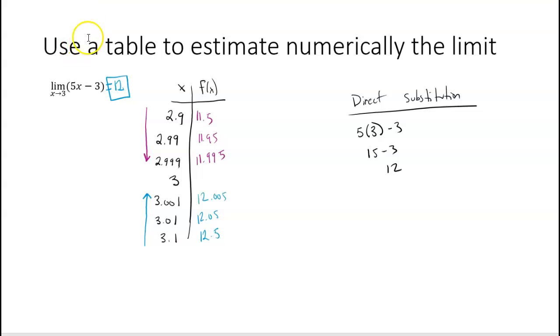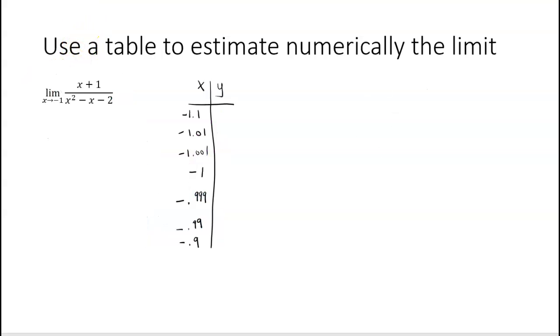So let's try another table. Okay, so again, let's try direct substitution right away. We want the limit as x approaches -1 of x plus 1 over x squared minus x minus 2. You can see the numbers that I want us to use as we get closer and closer to -1. But let's use direct substitution. I'll just say DS for direct substitution, and let's see what happens.